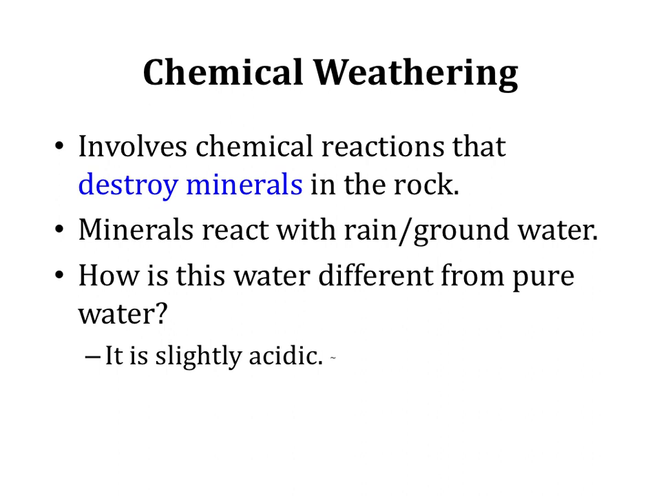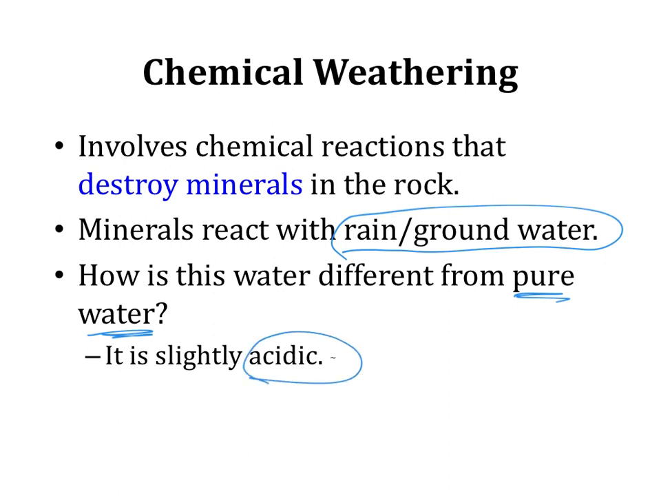Okay, on to chemical weathering. So chemical weathering involves reactions that actually destroy minerals in rocks and then sometimes actually create new minerals as well, so secondary minerals. Usually it's because the minerals in the rock are reacting with water, either rain or groundwater. But this water is a little bit different from pure water, right? So pure water is just H2O, but rainwater is slightly acidic.